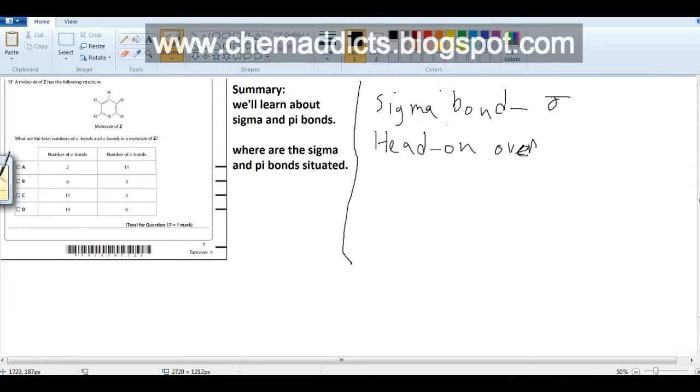Let's get back to the definition. Sigma bond is the head-on overlapping of two orbitals. The sigma bond occurs like this. This is one s orbital and this is another s orbital, so this is sigma bond.